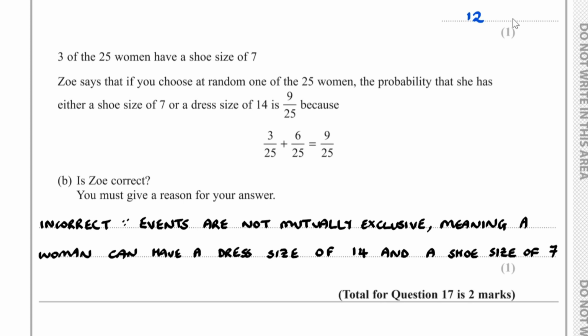Well, she's incorrect because the events are not mutually exclusive, meaning they can happen at the same time. So that means a woman can have a dress size of 14 and a shoe size of 7.